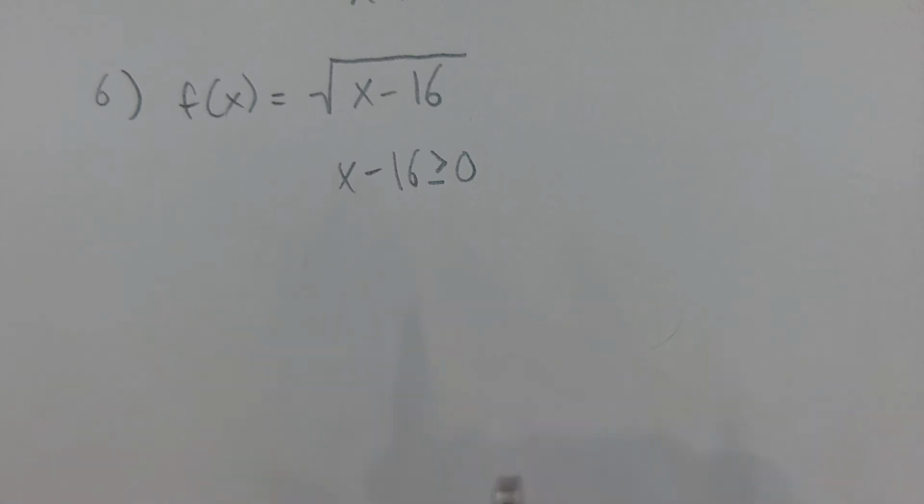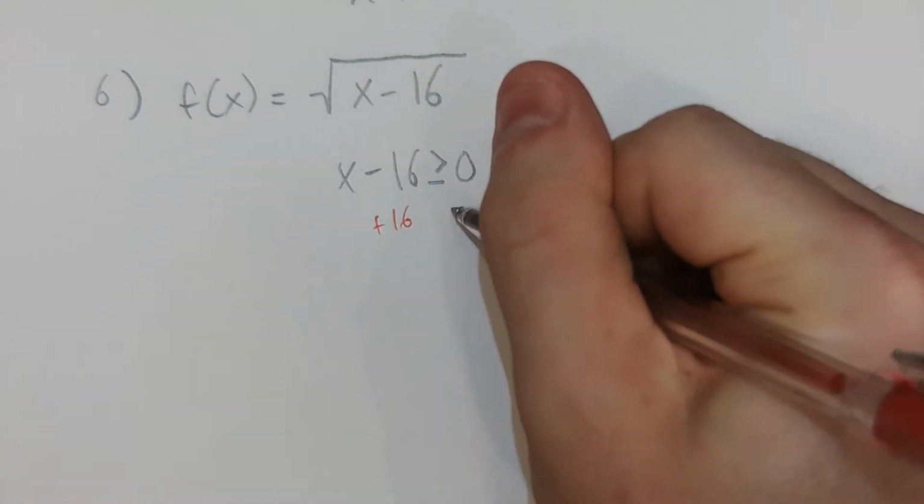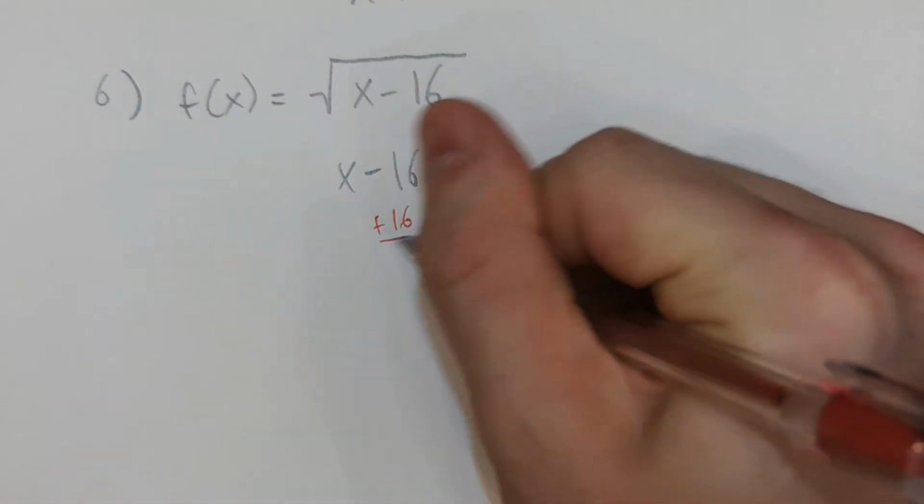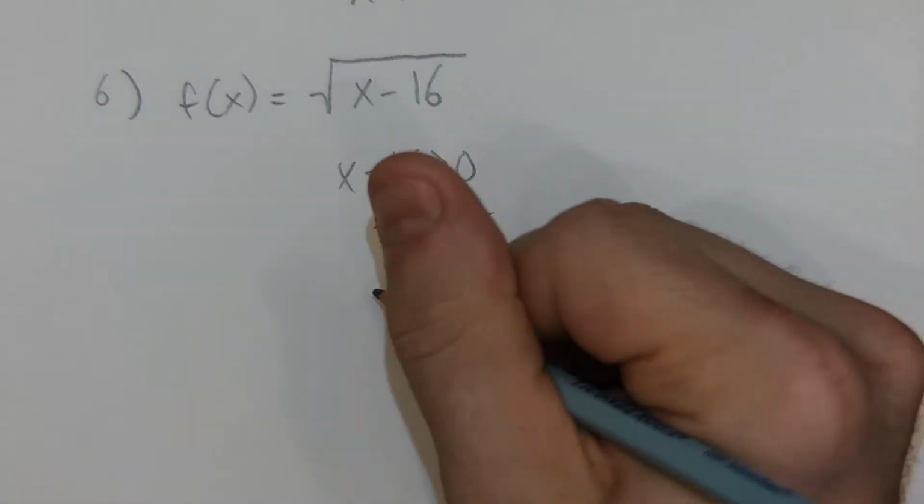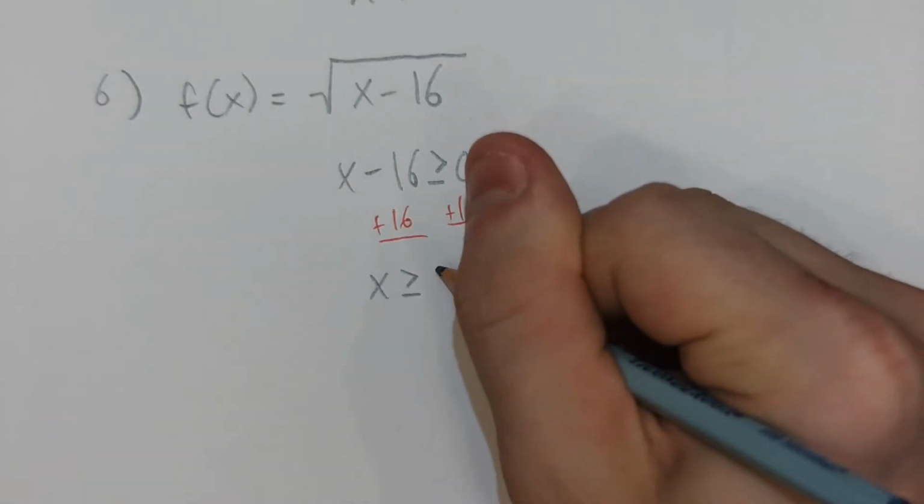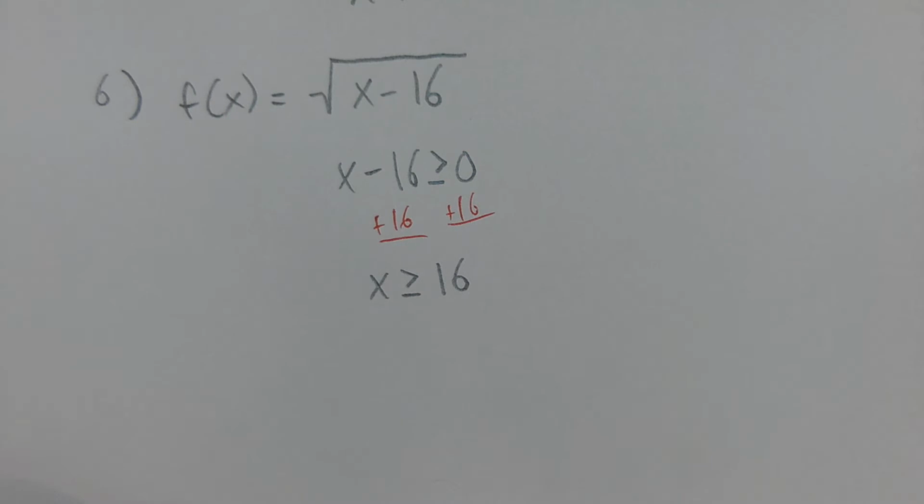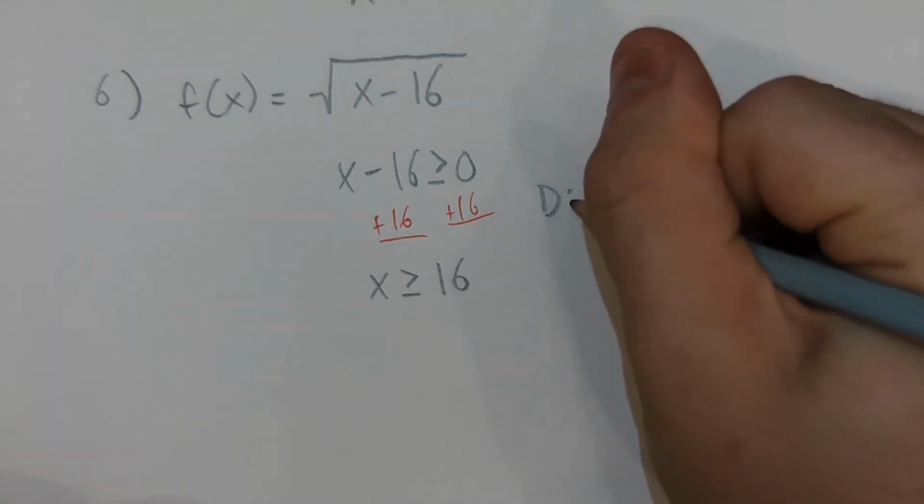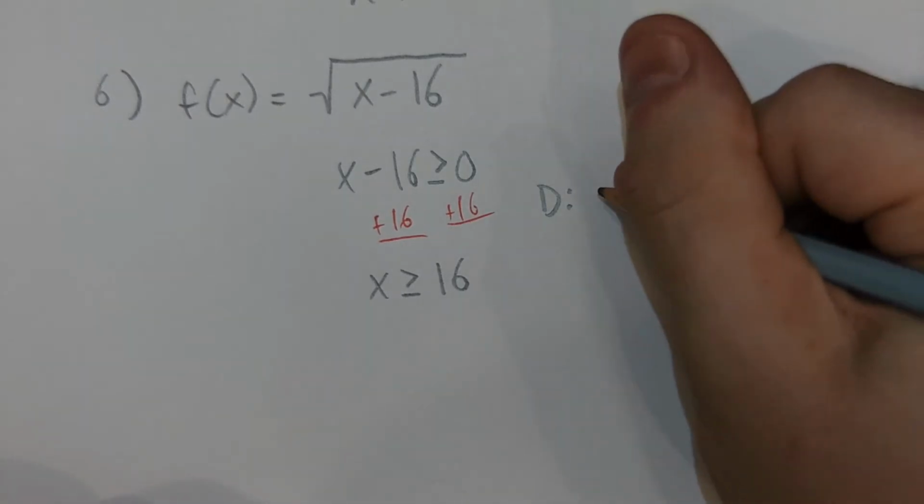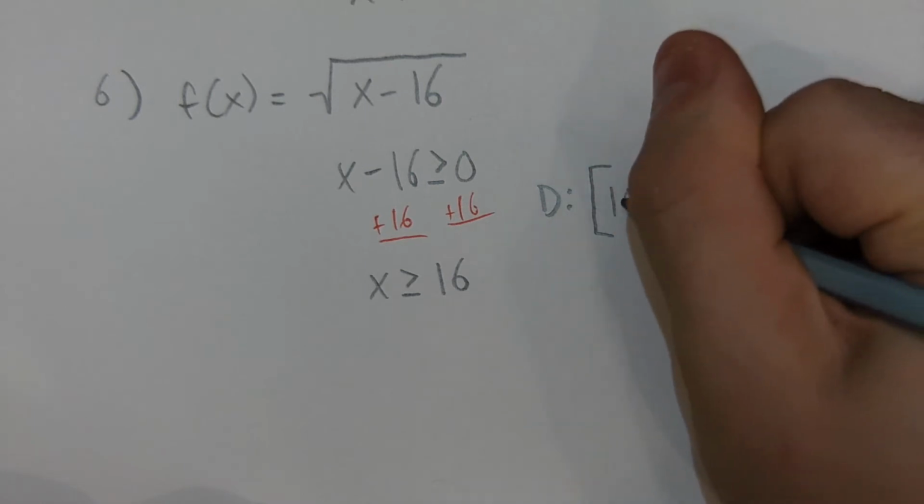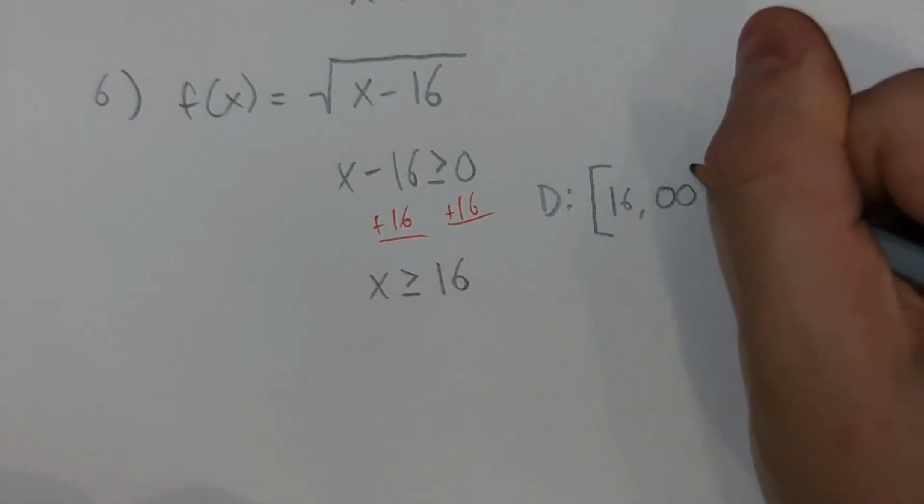Again, just get x by itself, add 16 to both sides, and we get that x must be greater than or equal to 16. Our domain then would just be the numbers that begin at 16 and head towards infinity.